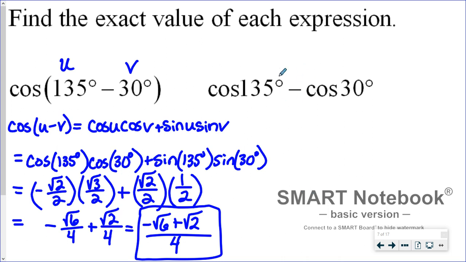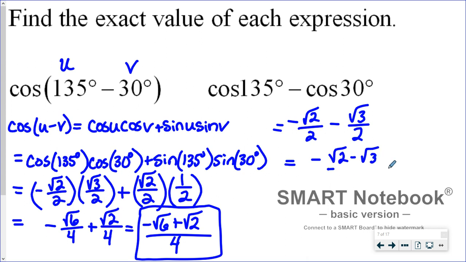All right, of course, if we are one of those terrible mathematicians that think that these things are equal, right? Cosine of 135 is negative square root of 2 over 2 minus the cosine of 30, which is square root of 3 over 2. These have a common denominator, so this would be negative square root of 2 minus the square root of 3 all over 2. Which obviously, again, these things are not equal to each other.